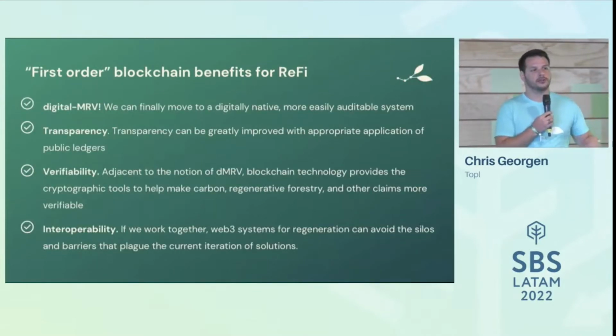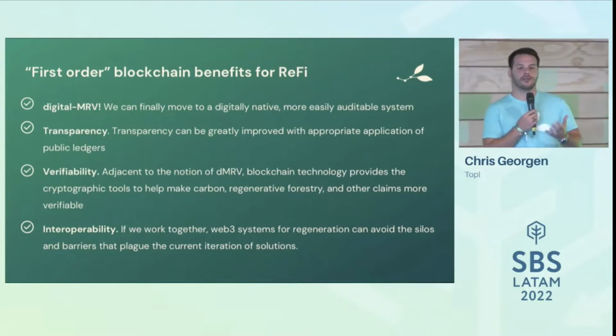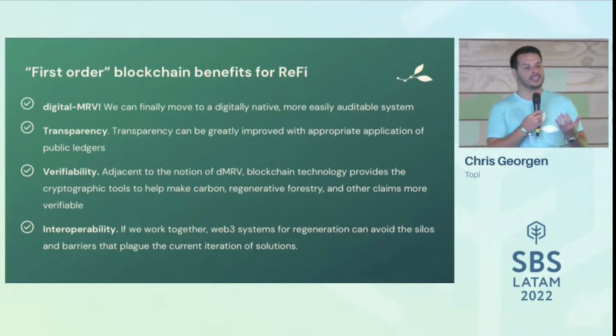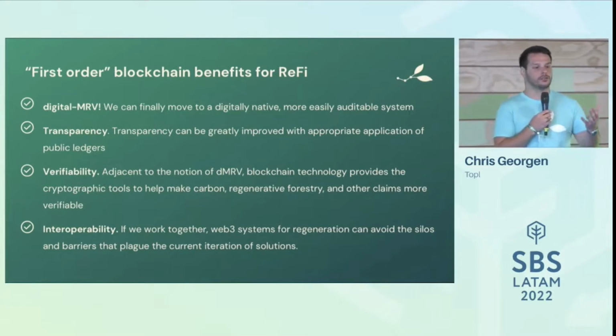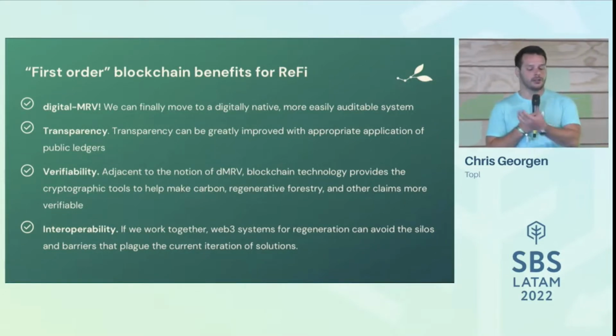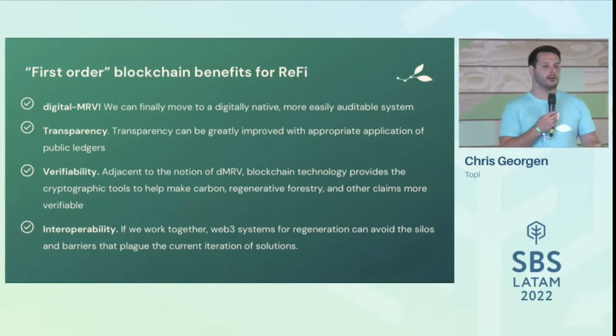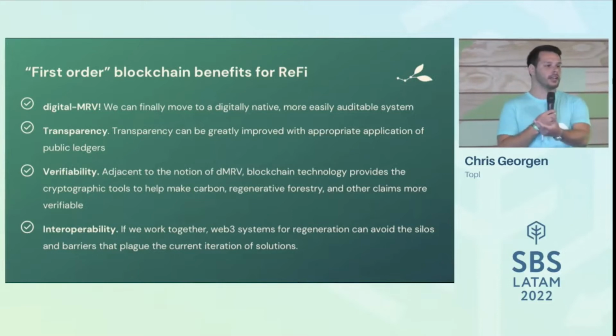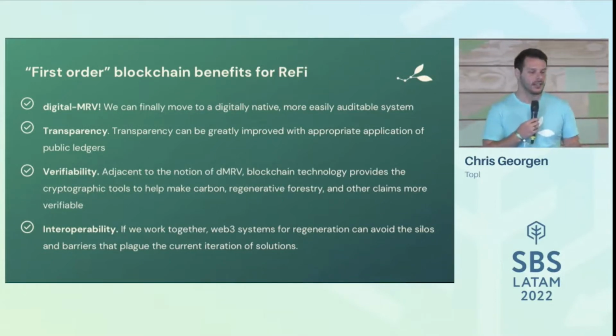The first thing I want to do is acknowledge some of the first order benefits that blockchain has. I was at another ReFi event last week, and we were having a ton of conversations about what blockchain technology can do for sustainability and carbon markets. First we have this idea of digital MRV. For anyone not familiar, MRV is monitoring, reporting, verification. We have fairly antiquated carbon markets. Everything is paper-based, everything is very isolated. Wouldn't it be so much better if we could digitize that?